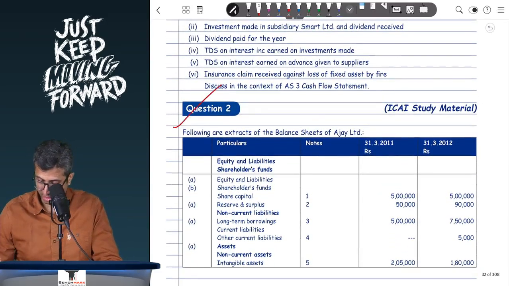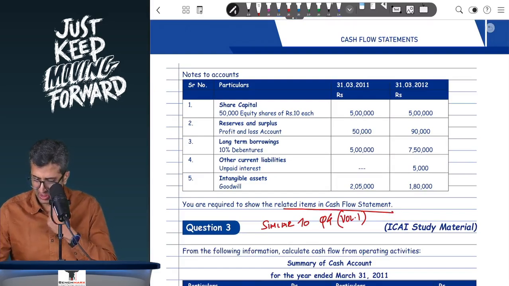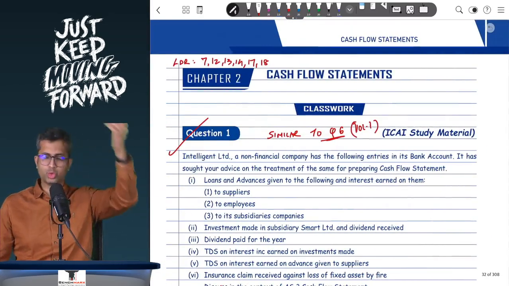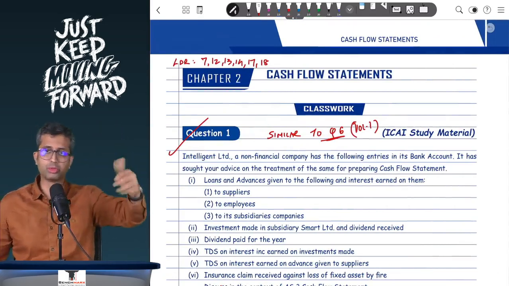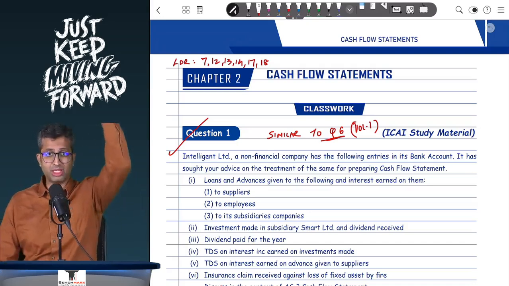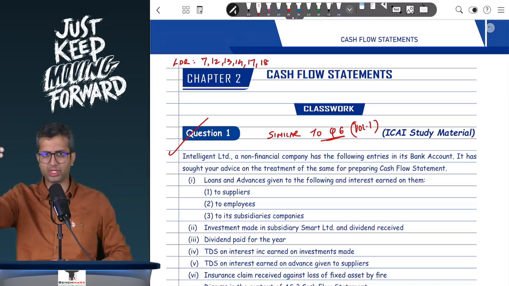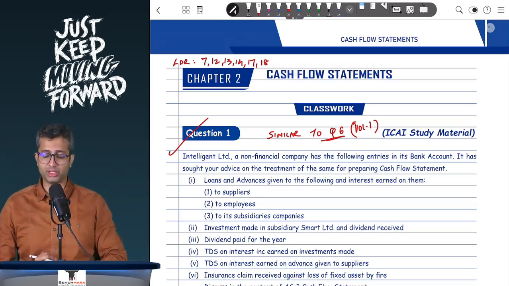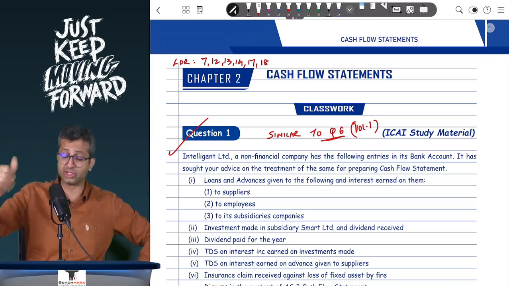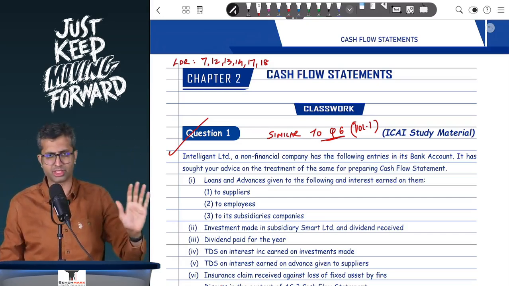Next, we go to question number 2. Following are the extracts of the balance sheet of Agile Limited. So you have the balance sheet and notes. You are required to show the related items in the cash flow statement. So usually what we do is, in case you have to prepare the entire detailed cash flow statement, if it is a very small question and indirect method, we leave one full page for the cash flow from operations, then half page for investing, half page for financing, and the last 3 lines: net changes in cash and cash equivalents, opening cash and cash equivalents, and then closing.